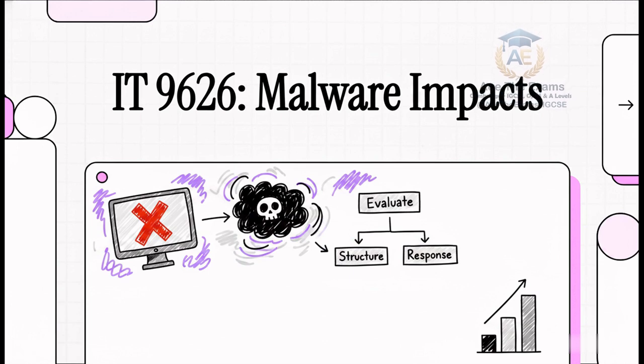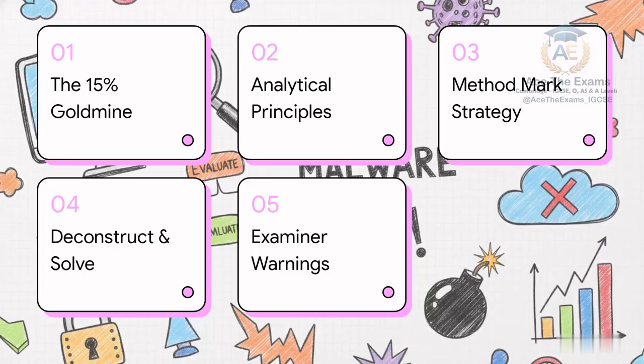Then we have Sam. Sam rushes, Sam panics, completely misses the command word requirements, and writes a vague, unstructured paragraph. Both of them walk out thinking they nailed it. Both of them lose massive points. Why? Because they didn't understand the examiner's playbook. If you want to stop guessing, stop acting like Alex and Sam, and start engineering perfect, high-scoring extended responses, you are in the exact right place. Let's get into it.